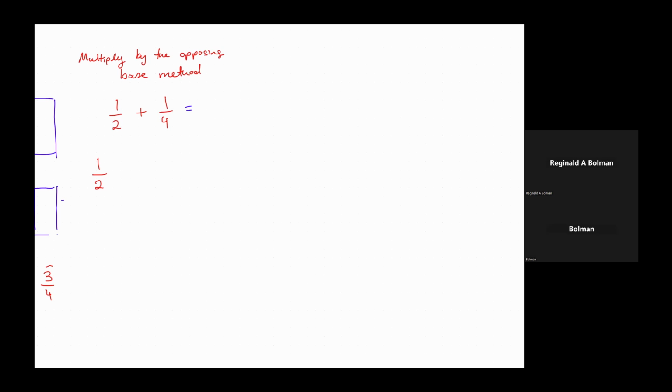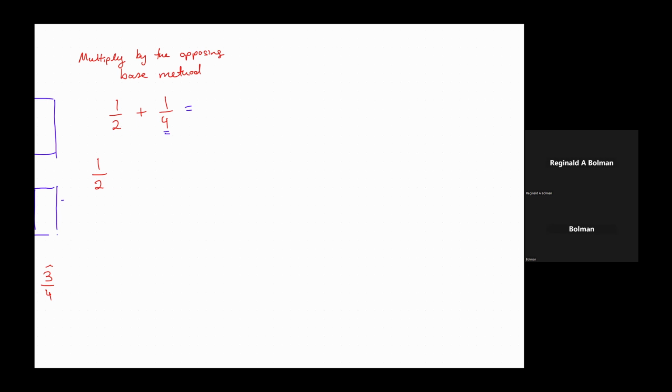You're going to always drop down to the next line. Rewrite the first fraction on the left. Don't do anything to it. You're just going to take that 1/2 in this instance, and rewrite it on the next line down. And then what you're going to want to do is take the opposing base of the fraction, i.e. the base of the fraction on the right being added with the 1/2 in this instance. And that happens to be 4.